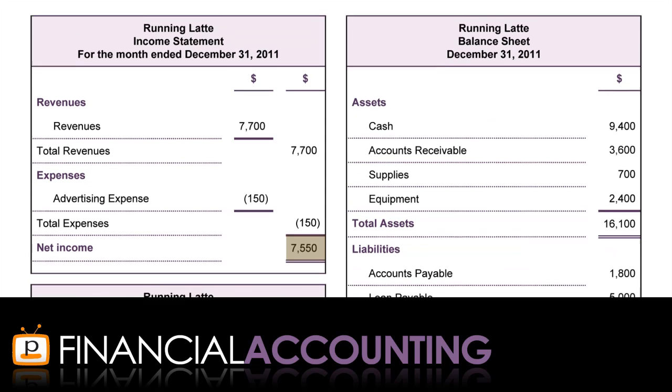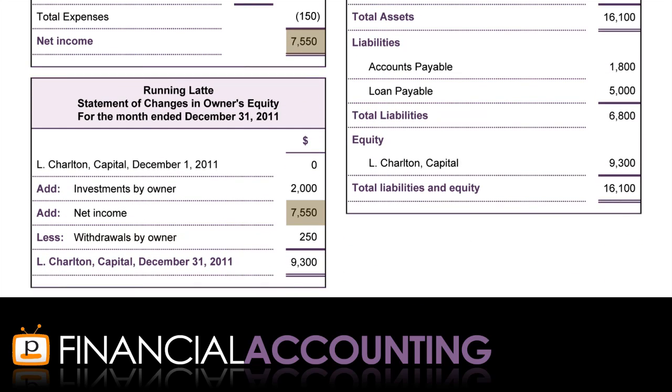Notice that net income is actually an input in the statement of changes in owner's equity. This statement identifies the movements in equity over a period of time, including investments and withdrawals by the owners of the business. Again, notice the ending balance of capital from the statement of changes in equity is reported in the equity section of the balance sheet.